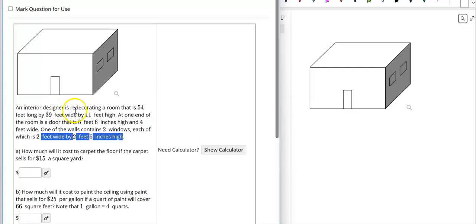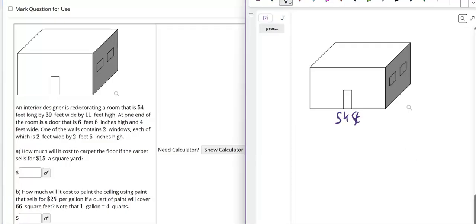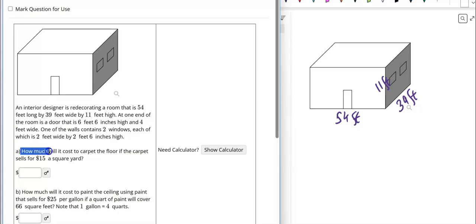An interior designer is redecorating a room that is 54 feet long. So let's put the dimensions here: this is 54 feet, the length, by 39 feet, which is the width, and the height is going to be 11 feet. We didn't even need the height here because we are just putting carpet on the floor, so we just need length and width. The first question is, how much will it cost to carpet the floor if the carpet sells for $50 a square yard?